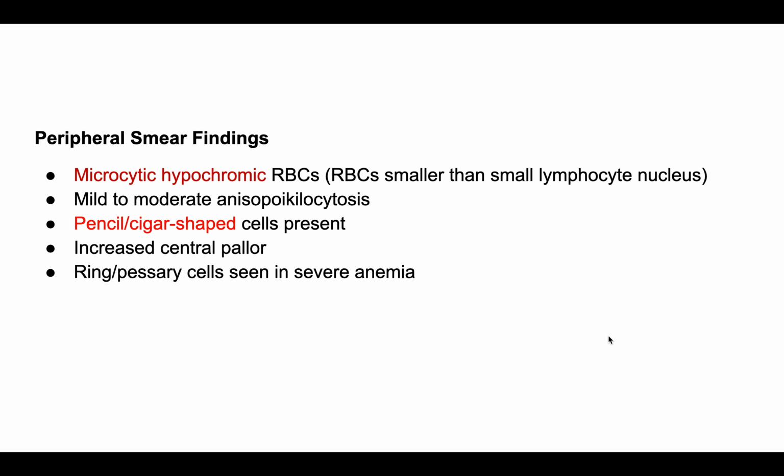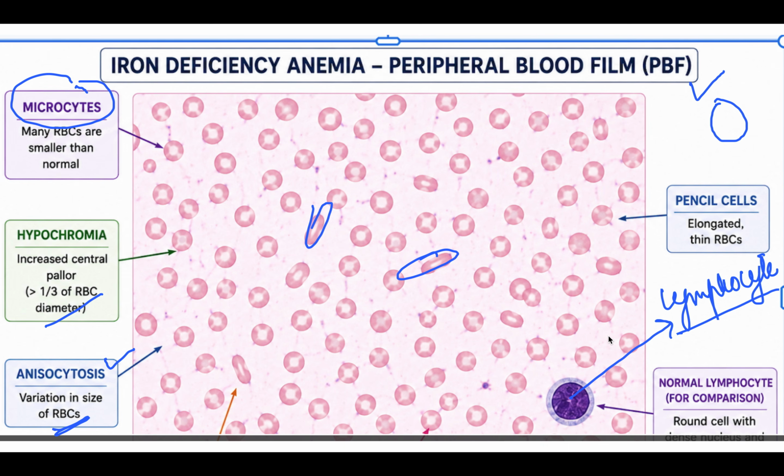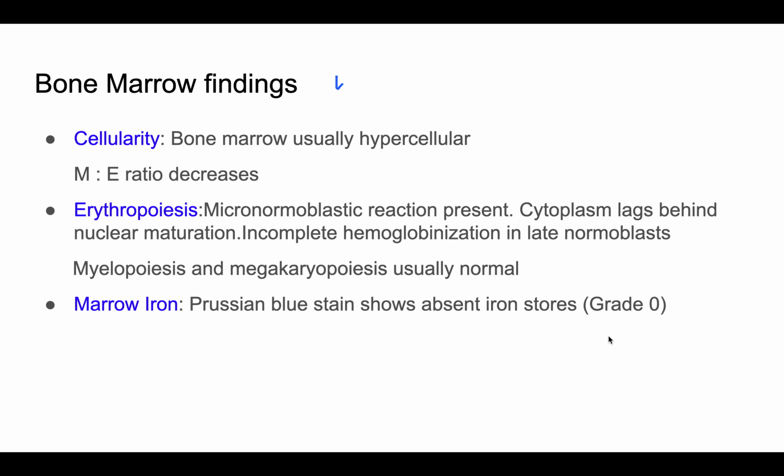So what are those? Microcytic hypochromic anemia, anisopoikilocytosis, pencil cells, increased central pallor, or sometimes ring cells can also be seen. Ring cells just have a rim of chromia left. The slight color is left, while the whole of the RBC is empty of any color of hemoglobin. So these are the PBF findings. Going to the bone marrow findings.